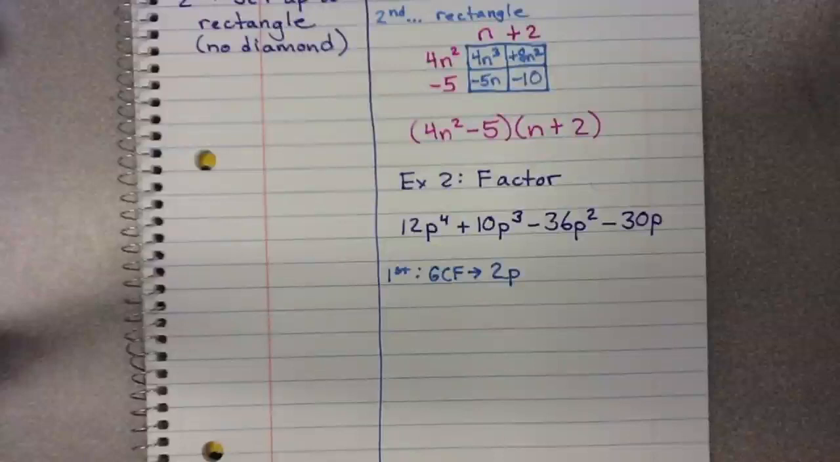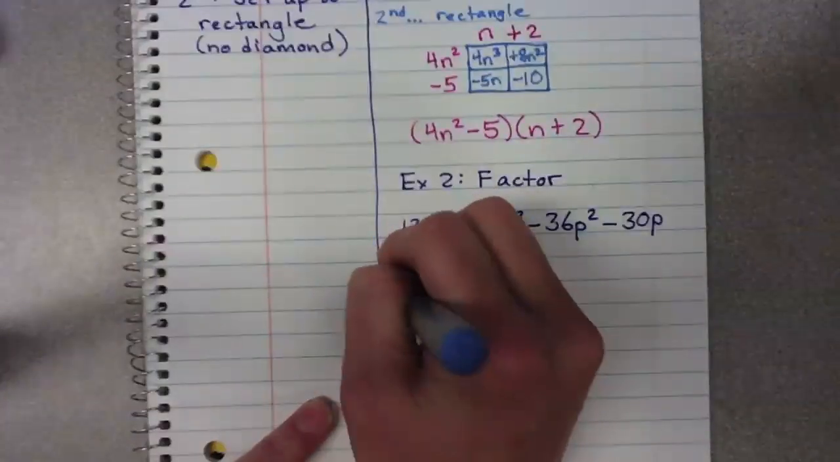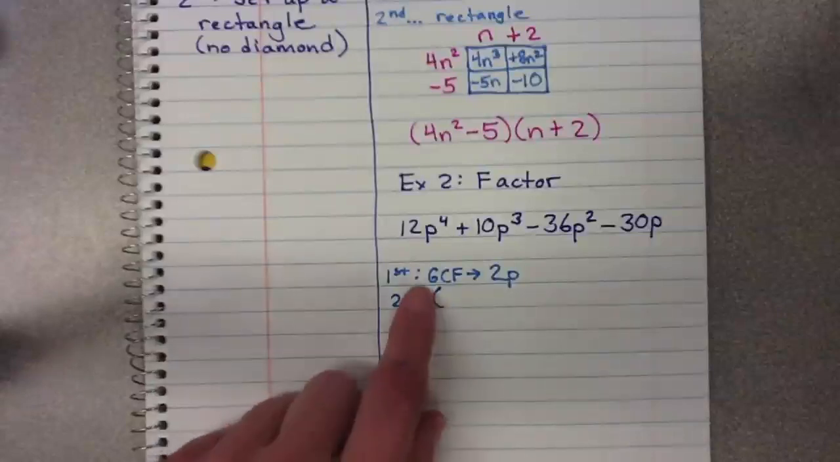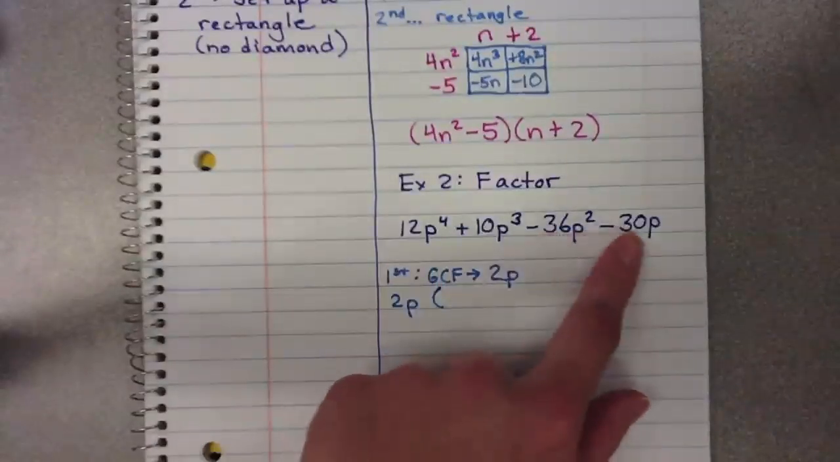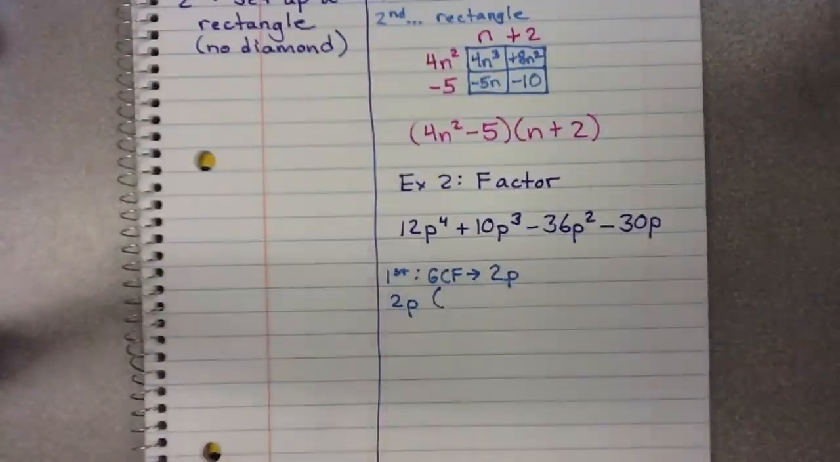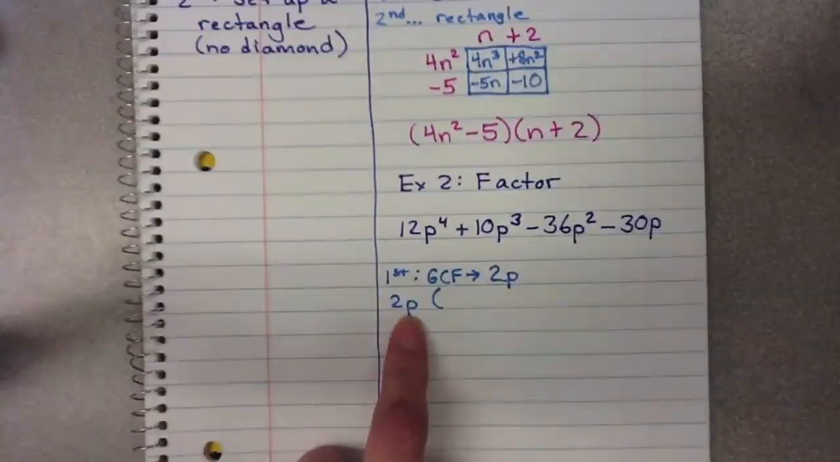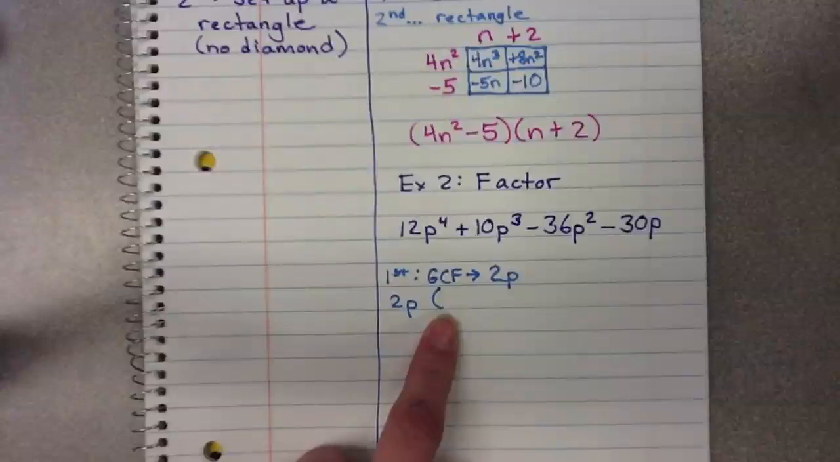So your first step in this case is going to do exactly what you did in Chapter 8, Part 1. Pulling out your greatest common factor, rewriting what's left in the parentheses. So 2p comes on the outside. And now I'm going to divide it back into each term to find what goes in the parentheses. Just like we did in Chapter 8, Part 1. We pulled out a common factor of 2p. It's in the front. We're going to divide it back into each term.